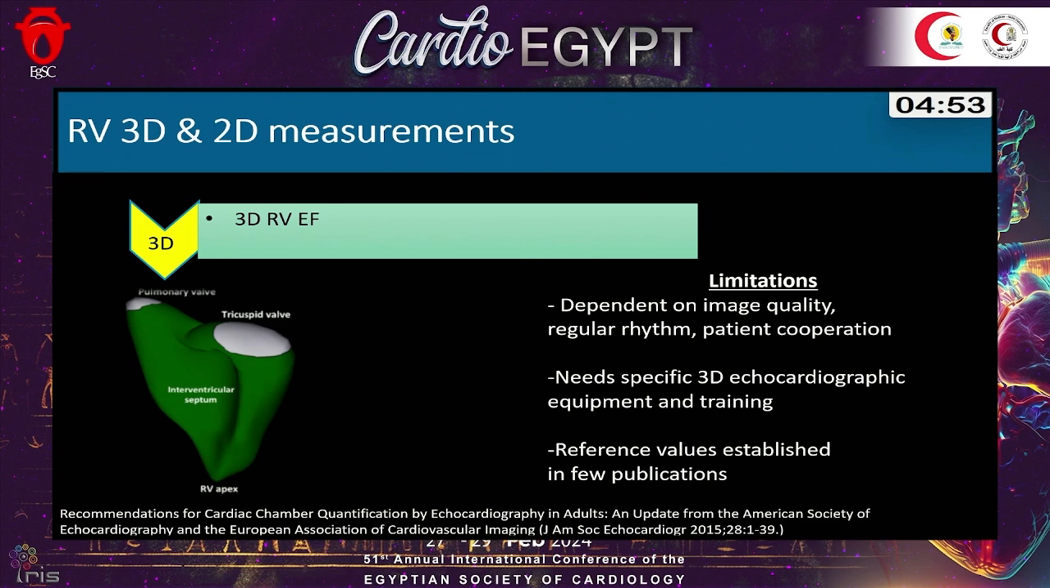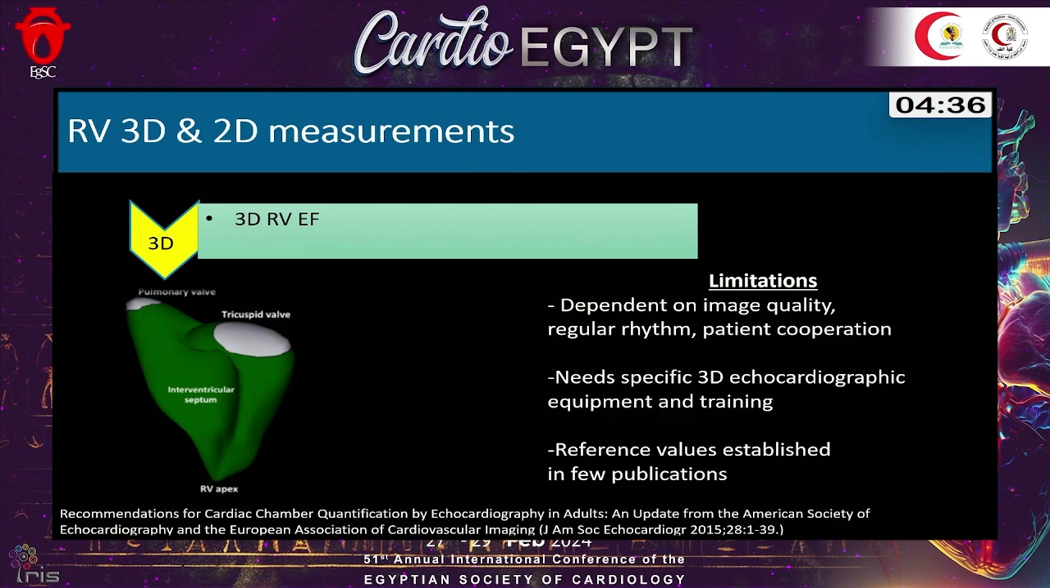But if you look at the RV from above, you will see a crescent hugging the LV. So it's a very complicated thing. And 2D will in no way be able to assess all these components perfectly. So we really need something 3D.